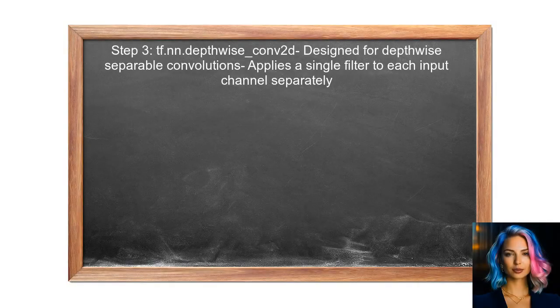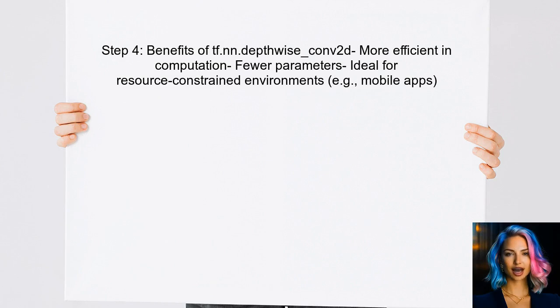Now let's discuss tf.nn.depthwise_conv2d. This function is designed for depthwise separable convolutions, which means it applies a single filter to each input channel separately. The user should note that depthwise convolutions are more efficient in terms of computation and parameters, especially for models that require lower resource usage, such as mobile applications.